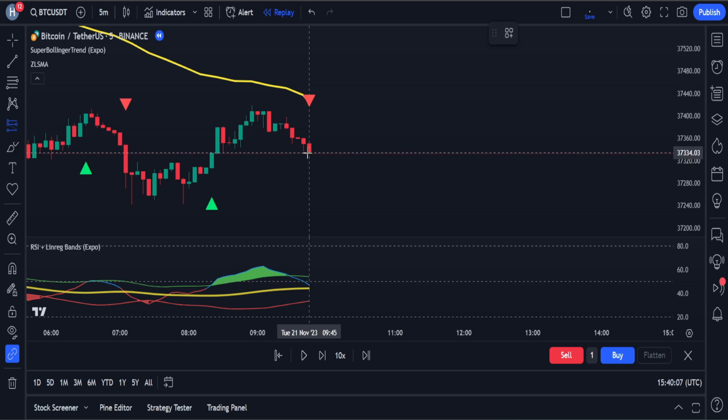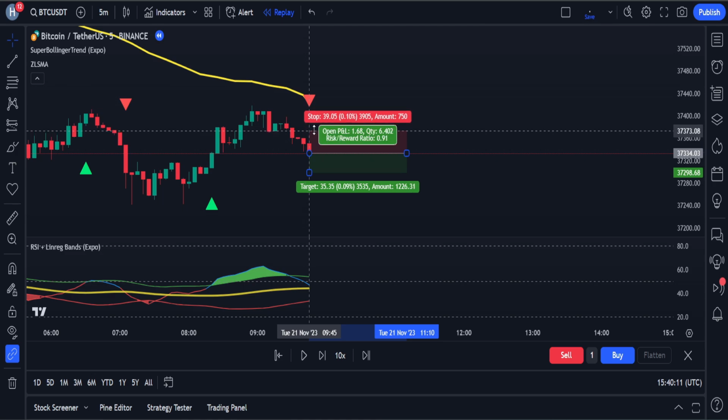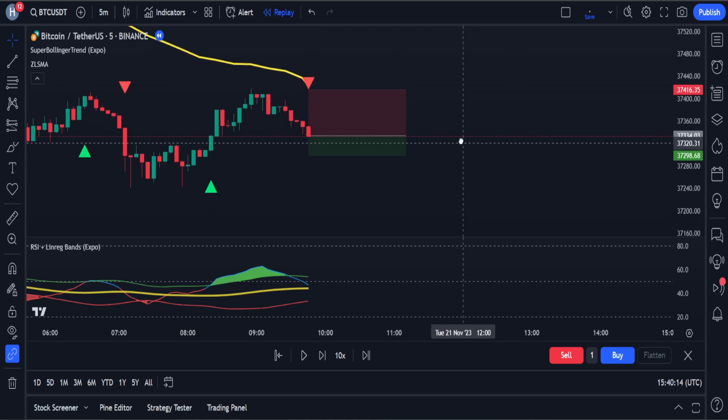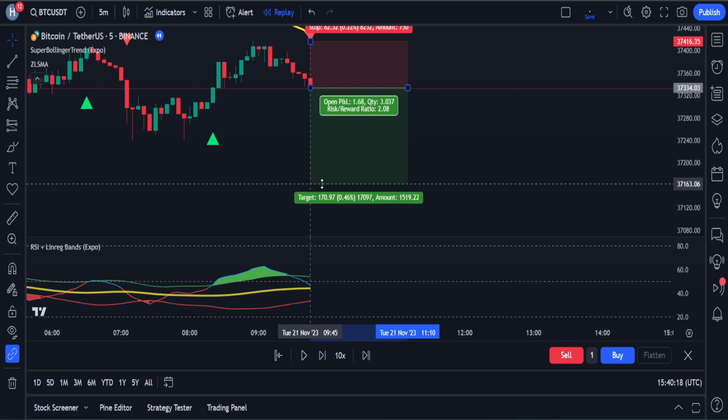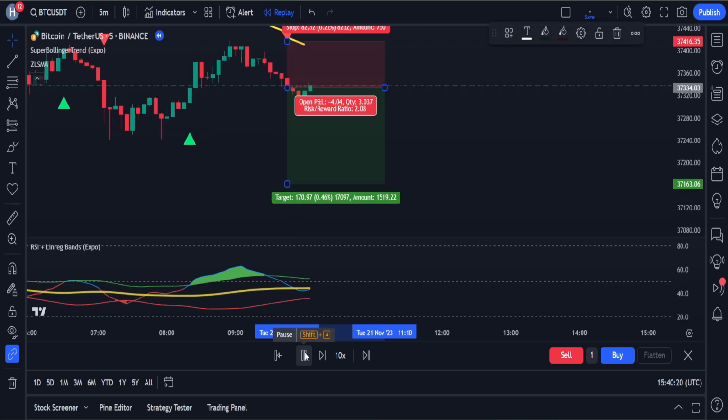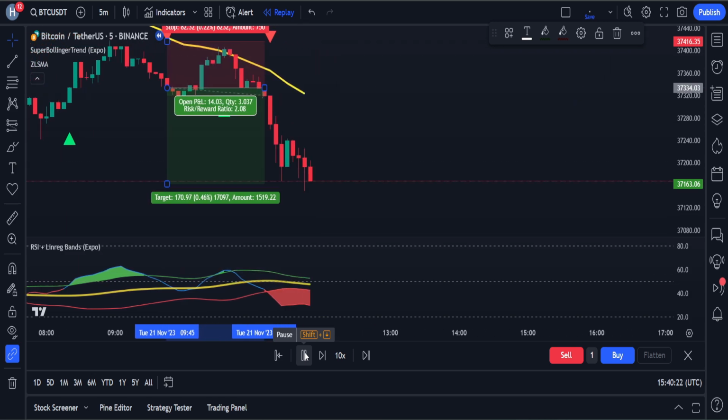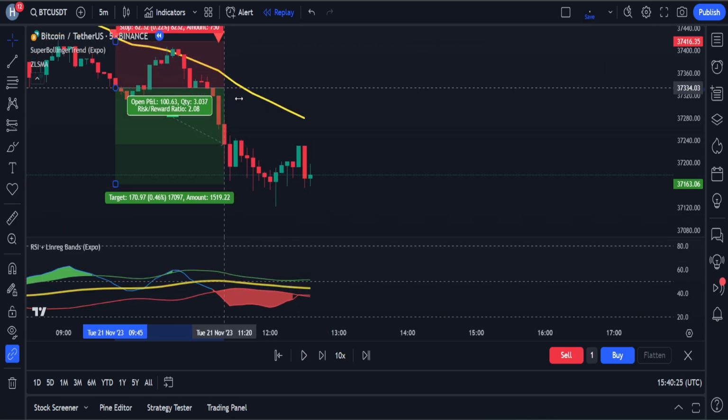In this example, all the requirements are met. So let's open a sell trade here. We will set the stop loss above the latest swing high and target 2 times the risk. Or as mentioned earlier, you can exit a winning trade as soon as the price crosses and closes above the zero lag SMA. I hope you guys found this strategy to be beneficial.